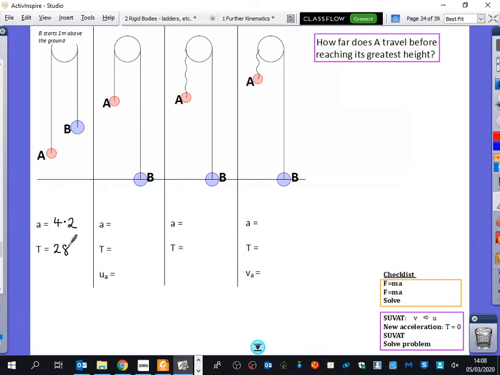So what would the acceleration be there? It's probably going to be 4.2. It is going to be the end of the journey. The end of the journey there, it has an acceleration of 4.2. And because the string is technically still tight at this point, the tension is still 28. And I'm going to come back to why I've written this u_A here as well. But at the moment, this is just as B hits the ground. It's still accelerating at 4.2, and it's still got a tension of 28 that we've got there.